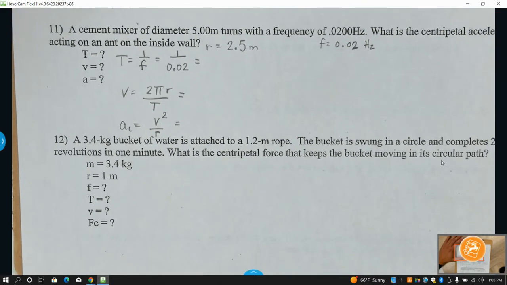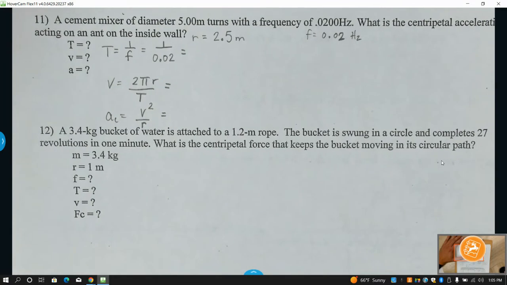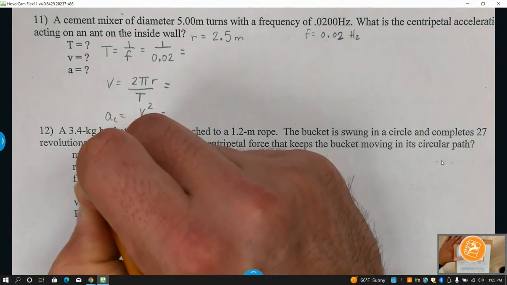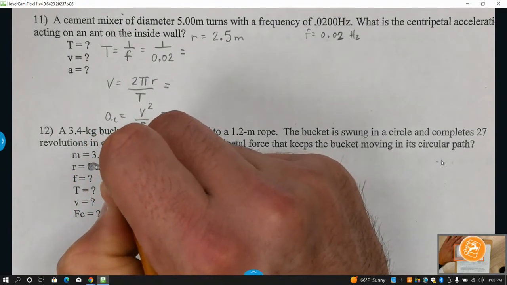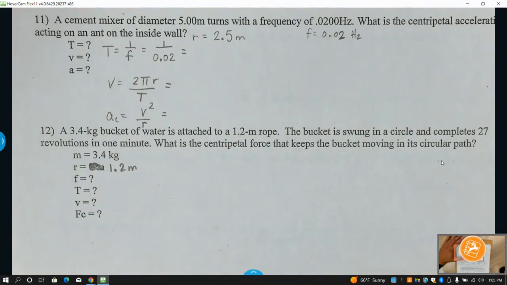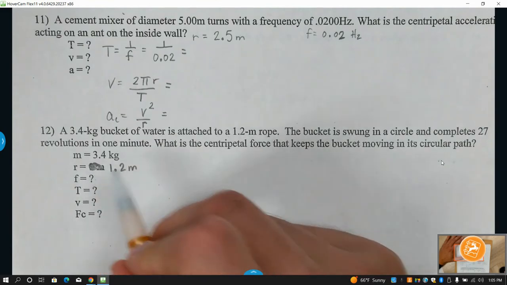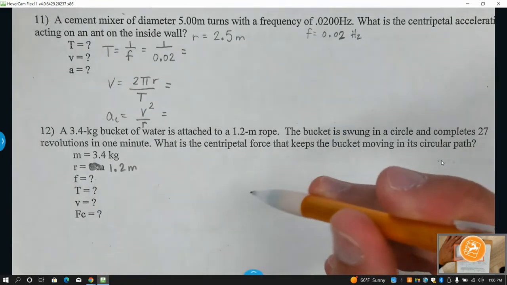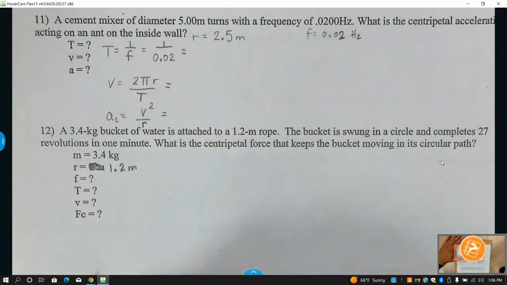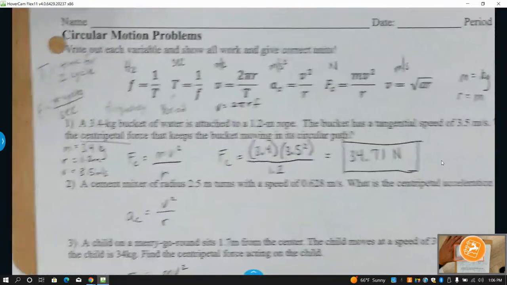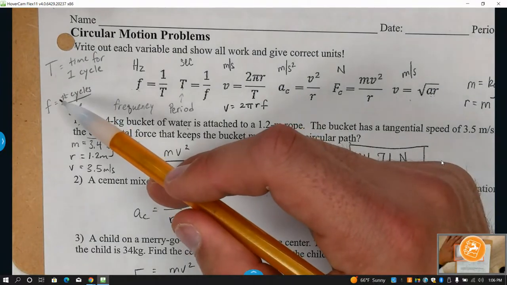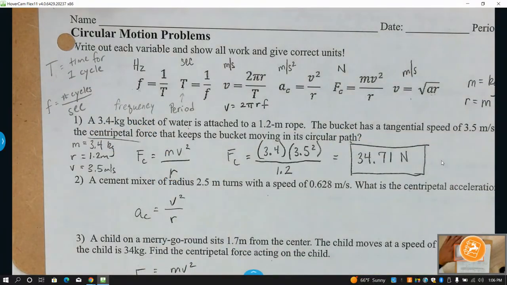Now for 12, there's just a couple little extra steps. They give me mass. There's a typo right here. It said radius was 1 meter. It's 1.2 meters. So we want to fix that real quick. First thing it says to do, find frequency. Well, we had an equation for it on the front side: 1 divided by the period, but we don't have that either. But we do know that frequency is the total number of cycles per second.